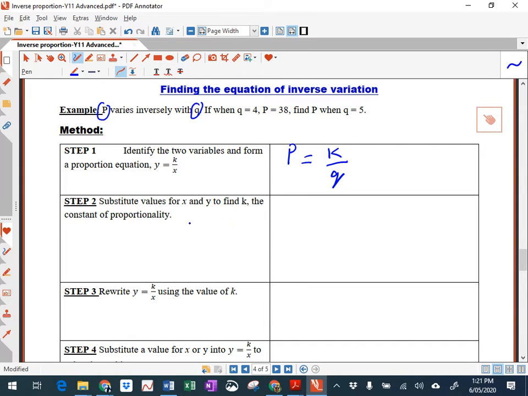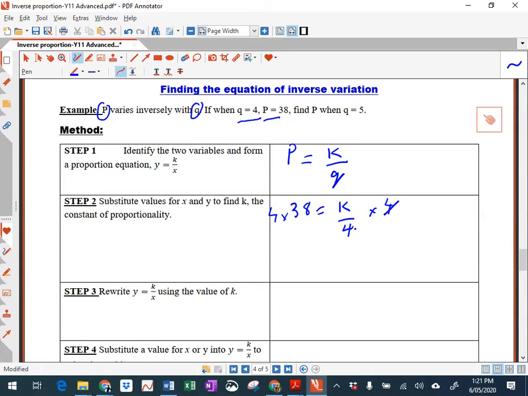Now, step 2 is to substitute the values for X and Y to find K. In other words, we're going to substitute the values for P and Q to find K. Okay, so we're finding the constant of variation now. So I'm going to put in 38 is equal to K over 4. Now from there, I'm going to multiply both sides by the 4, obviously, to get the K by itself.